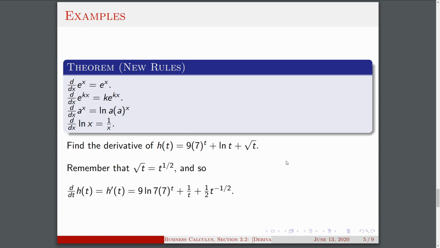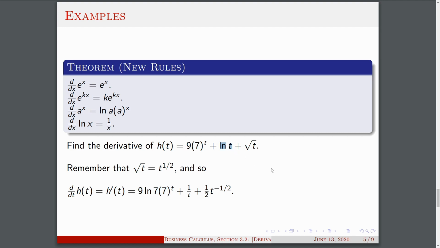Let's look at another example. Here we have a sum of functions where we have an exponential function where the base is not e, it's 7. So 9 times 7 to the t, the derivative will be the same thing, except we need an extra factor of ln of the base, ln of 7. All right, so the derivative of this thing here will be this.